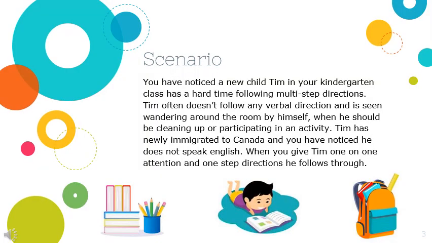The scenario. You have noticed a new child, Tim, in your kindergarten class is having a hard time following multi-step directions. Tim often doesn't follow any verbal directions and is seen wandering around the room by himself when he should be cleaning up or participating in an activity. Tim has newly immigrated to Canada, and you have noticed that he does not speak English. When you give Tim one-on-one attention and one-step directions, he follows through.